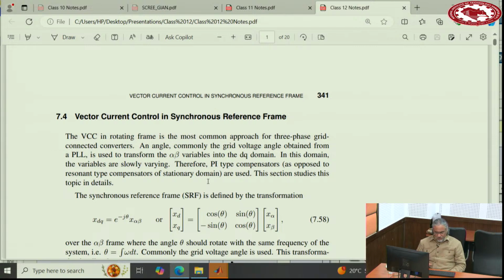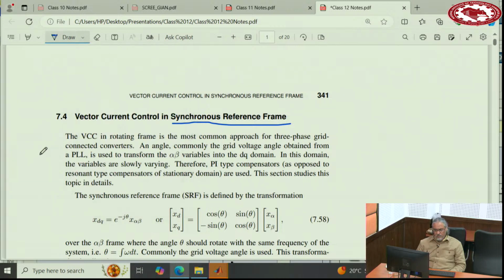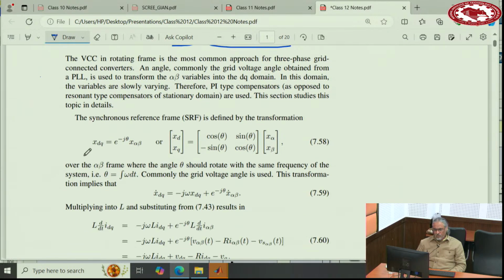However, for the reason of history and background, this synchronous reference frame has been more common, which performs the control in rotating frame. So I'm going to discuss that in this class. So rotating frame we discussed in the beginning chapter. This is the way it is defined.